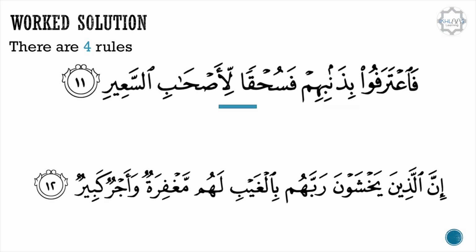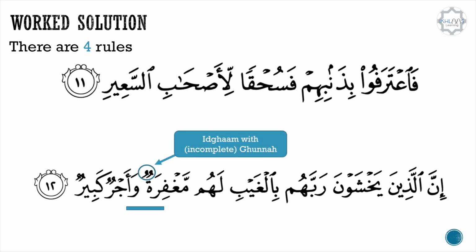If we go across, we can see that there is a Tanween sign followed by the letter Lam, which is the rule of Idgham without Gunna, and we can see from the Tanween that it is not parallel to each other. If we go across, we can see that there is a Dammatain followed by the letter Waw, which is Idgham with incomplete Gunna. And if we look at the Tanween sign, it has the 99, which shows that it is the rule of Idgham.